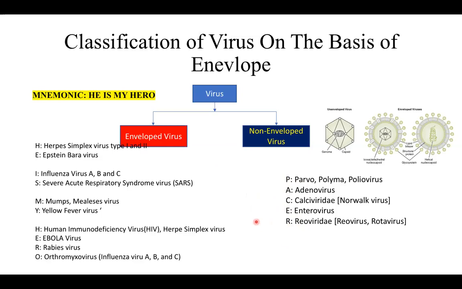That is, the mnemonic is either to memorize it as race or pacer in order to memorize the names of non-enveloped viruses.